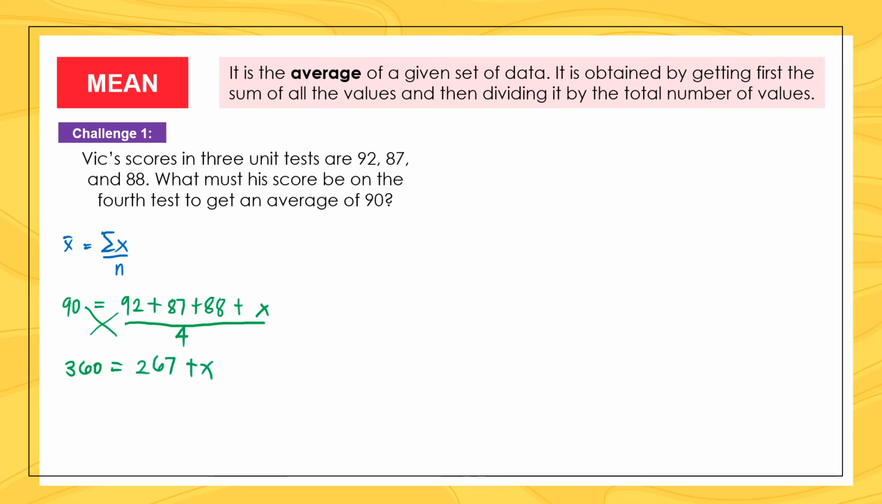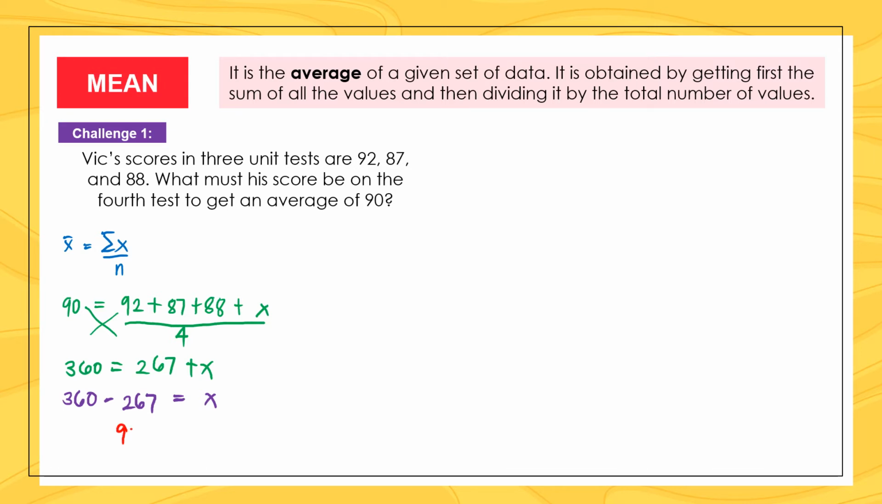plus x. And then if you can still remember evaluating algebraic expressions, we always combine like terms. Okay, we'll combine 360 minus 267. Why minus? It is because I transposed 267 to the other side. Therefore, its sign will change. Positive will be negative. So I have here a minus sign. So 360 minus 267 will give you 93x. Oh, sorry, 93.